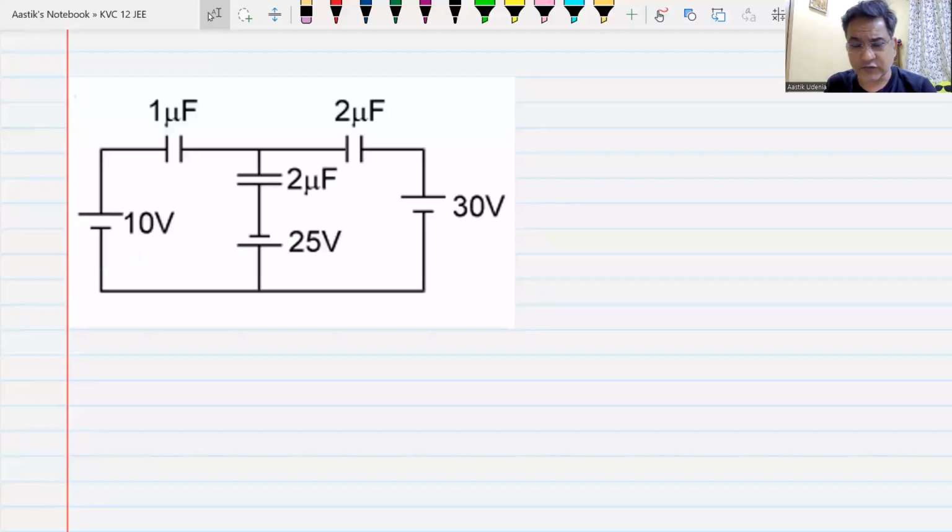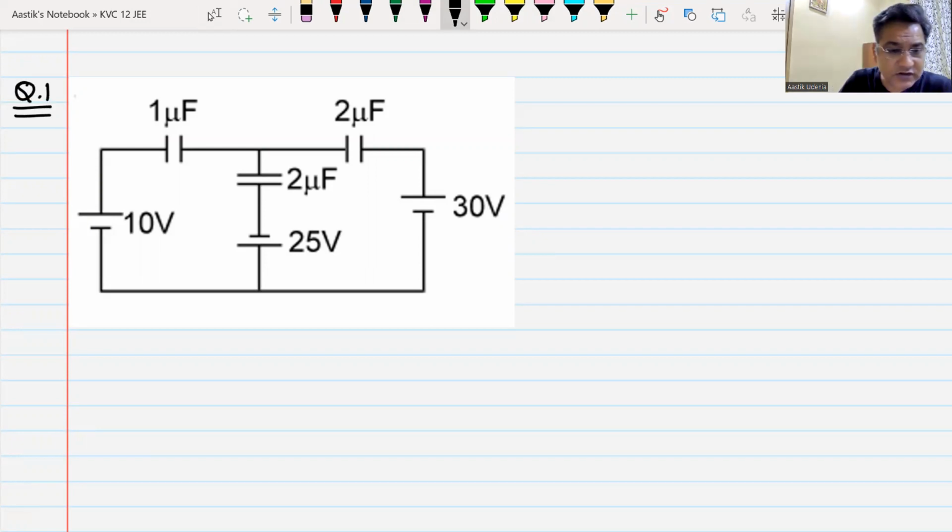Okay, then we have noted this down, and then comes this problem that we need to solve. The question is very simple. Initially the capacitors are uncharged. You have to find out the charge on each of the capacitors as shown in the figure. I'll give you 2 minutes.